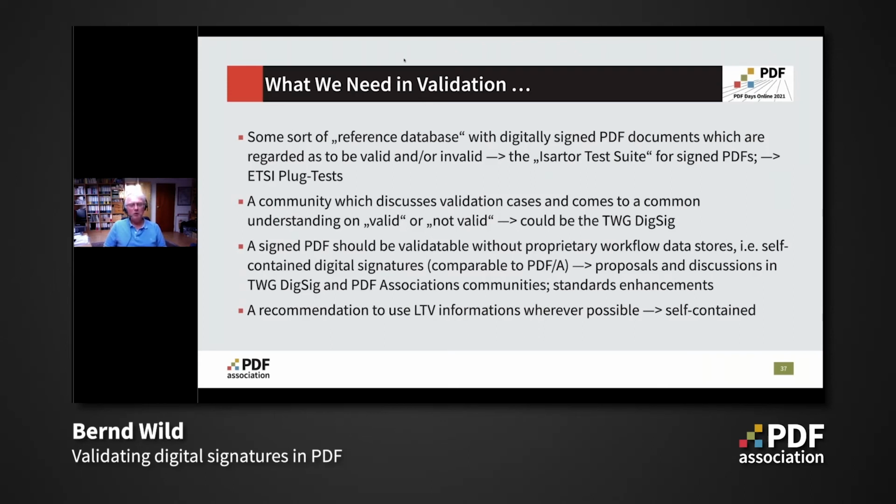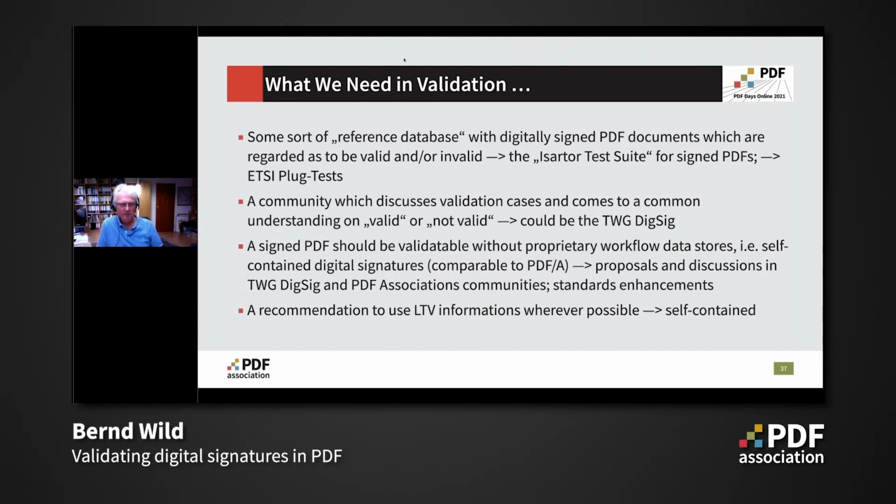These are some of my wishes in this way. Some sort of reference database with digitally signed PDF documents, which can be regarded as valid or invalid. And one good example of this is, for example, the ESATOR test suite. There we have made the same thing for PDF/A, and we have then ended up with a better quality and a homogeneous result of the PDF/A validation process. And such a thing is really lacking in the case of digital signatures.